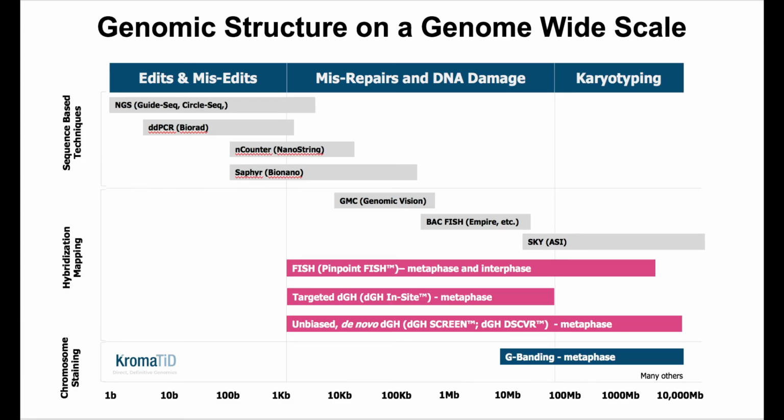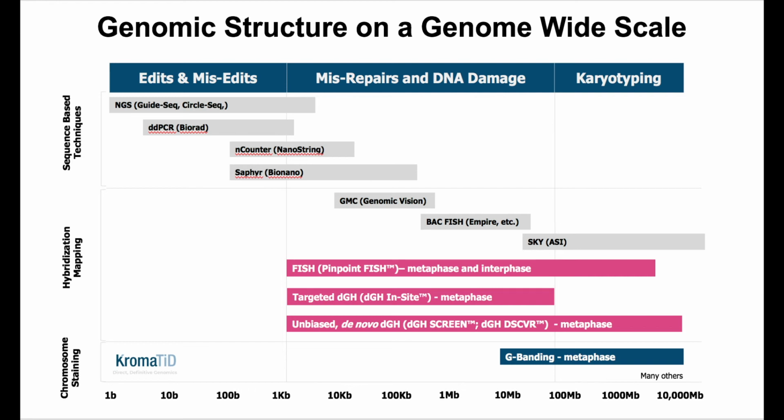So where do DGH assays fit in within the landscape of genomic analytical options? The lower limit of detection for targeted DGH Insight probes is around 3 kilobases currently, although we are working toward even smaller targets. I will also mention that these targeted probes can be used for FISH applications as well. There's just a slightly different sample prep involved. Genome-wide DGH Screen provides high-resolution structural data as well as karyotype.